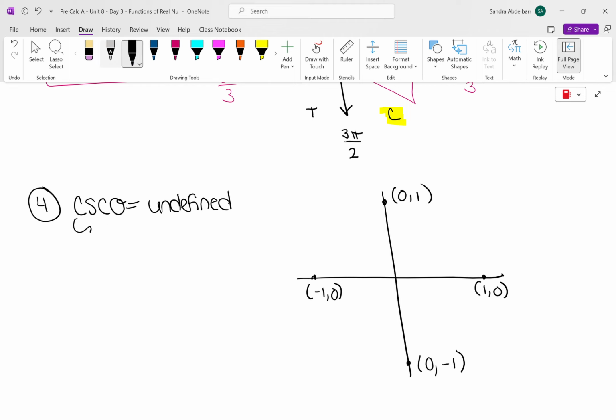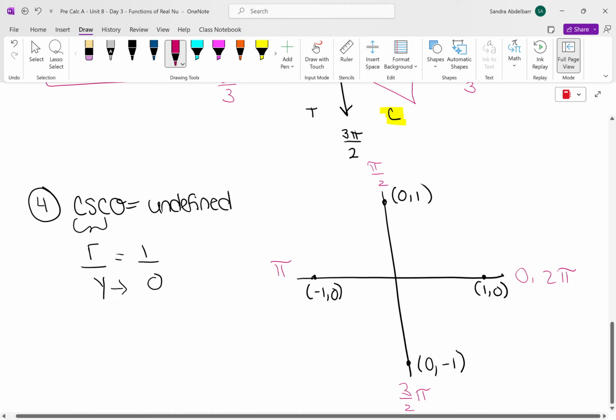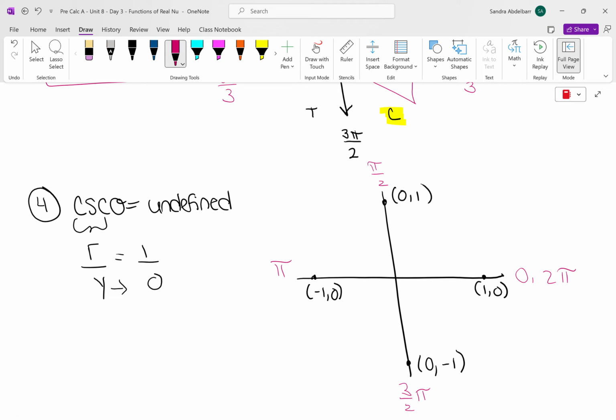Now cosecant, if you guys remember, is r over y. And on all of these, the radius is 1. So we need to find where y is 0. So you tell me, oh, sorry, I forgot to set up my angles. 0, 2 pi, pi over 2, pi, 3 pi over 2. So you tell me, where is y 0?